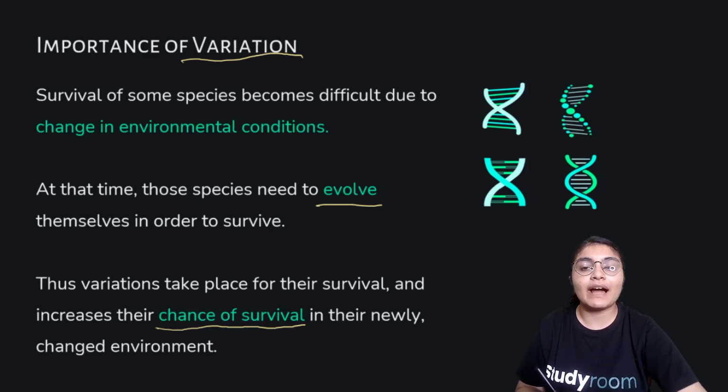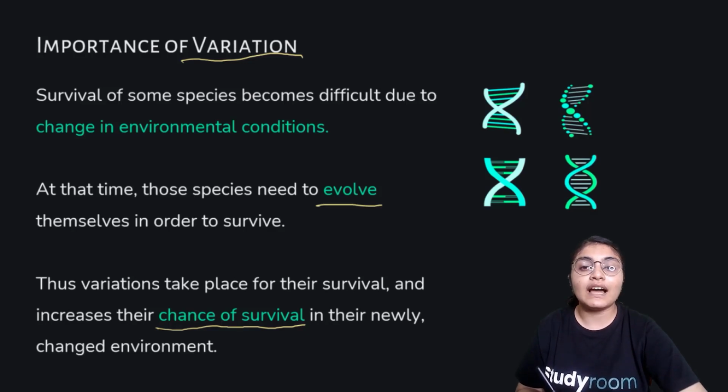So most of these bacteria would die, but the few variants that are resistant to the heat would survive and grow further. Okay, so this is the variation that is resulting in the evolution of that species, and that is resulting in the survival of the resistant variants.